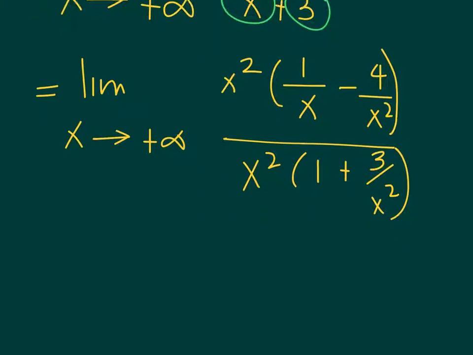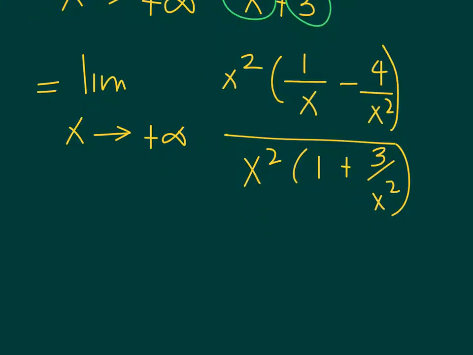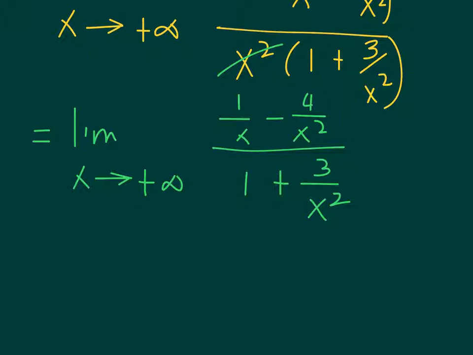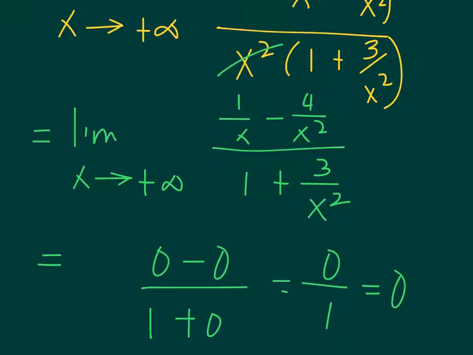At the same time, as you can see, we can already cancel x squared and x squared. So this becomes limit as x approaches positive infinity. 1 over x on top will be, if we evaluate, let's copy it first: 1 over x minus 4 over x squared, over 1 plus 3 over x squared. And finding the limit of each value, 1 over x is 0, another is 0, limit of a constant is constant, and then plus 0. Simplifying 0 over 1, and you get 0. Okay?